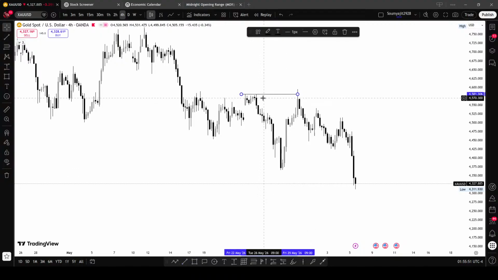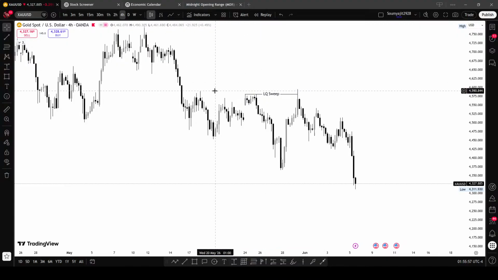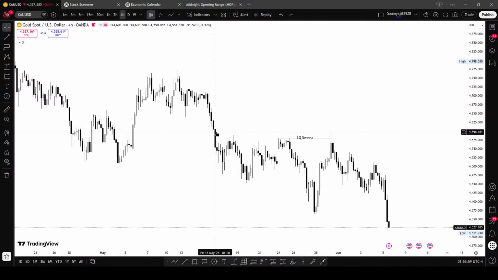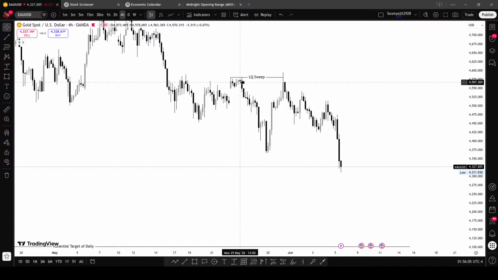This is the liquidity sweep that we have. Yeah, that high is also swept. Okay, very good. Okay, now that is marked.